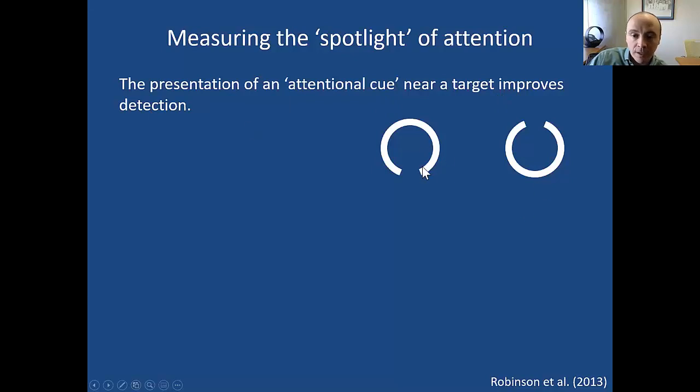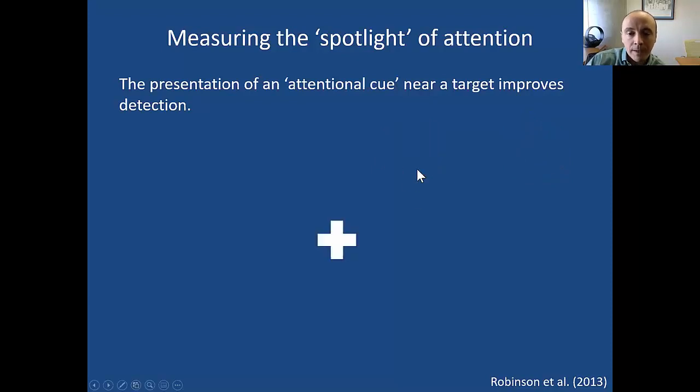In this study, they presented circles with an opening either at the bottom or at the top. And the participants' job was simply to report top open or bottom open. So in the task, they had participants fixate at a cross, and the participant had to always fixate at this cross. And then they would flash an attentional cue and then a target at variable distances from that cue. So in some trials, the cue and the target were right on top of each other or very close.